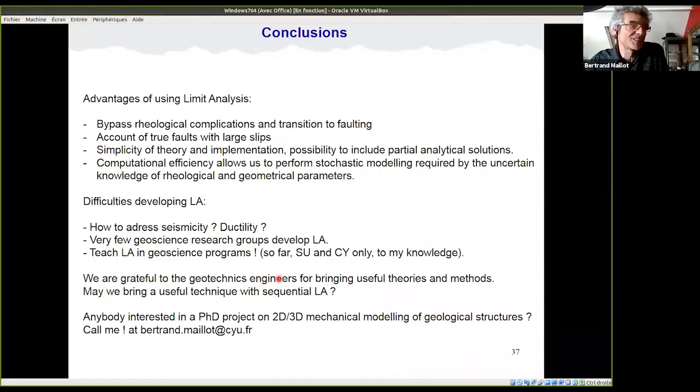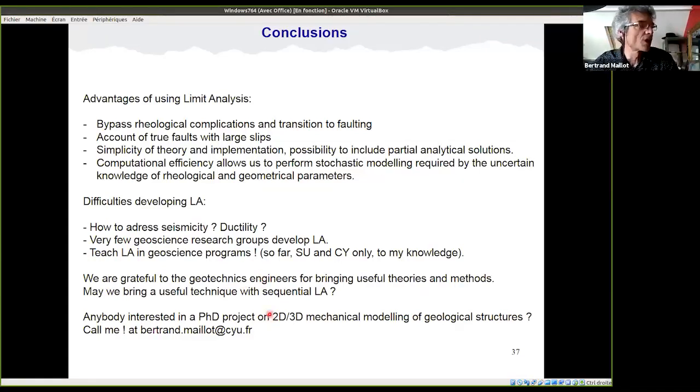Thank you to the geotechnics engineers for bringing useful theories and methods to us. Maybe the sequential LA I showed could be useful for you guys in geotechnics if you're interested in what happens a bit beyond the first failure. For example, to assess the damage that can be caused by a failure of something. So go further in the failure and see how things are going to collapse.